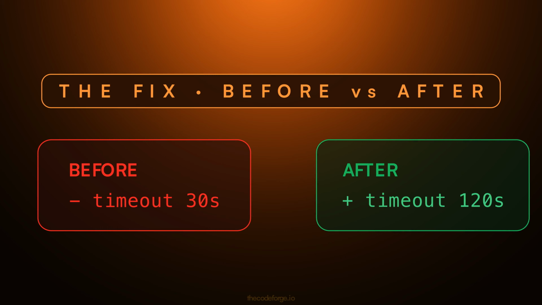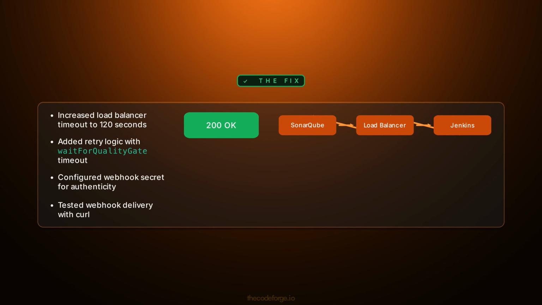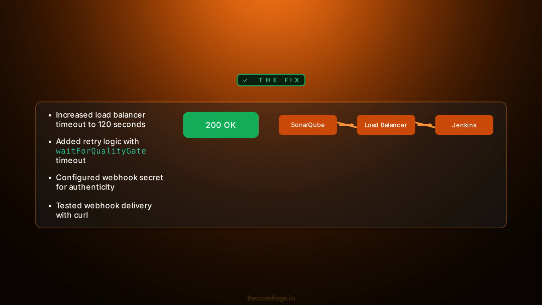The load balancer dropped webhook responses after 30 seconds, but SonarQube analysis took 45 seconds, causing no webhook received failures. Increasing the timeout to 120 seconds allowed the webhook to complete. The fix was to increase the load balancer timeout to 120 seconds and add a custom timeout in the pipeline using waitForQualityGate abortPipeline: false, timeout 120. We also configured a webhook secret and tested delivery with curl to ensure reliability.